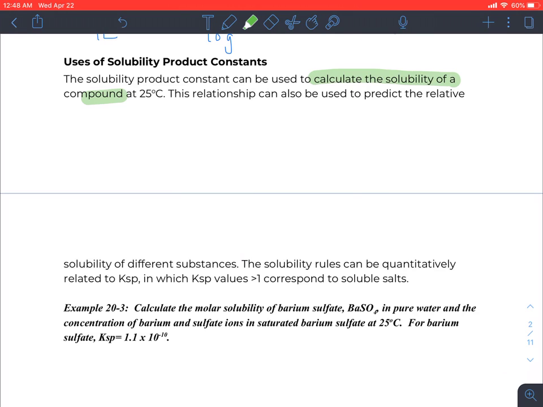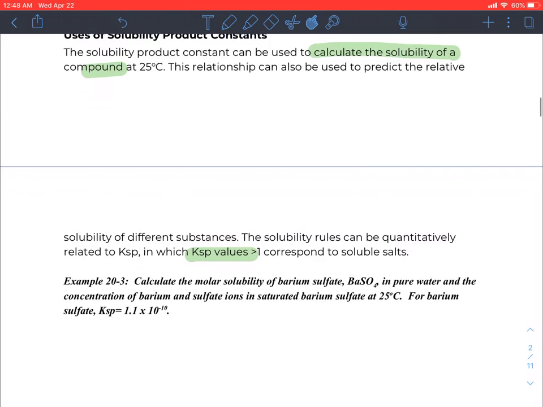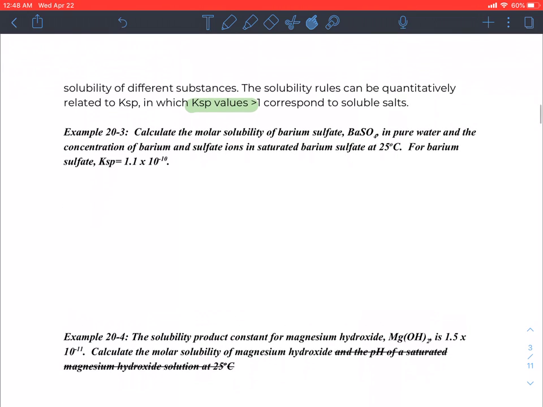The solubility rules can be quantitatively related to KSP, in which KSP values greater than 1 correspond to soluble salts. A lot of the KSP values that we've seen already have negative exponents. Those indicate very, very small values, meaning the substances are typically insoluble or slightly soluble and only dissolve a very, very small amount.